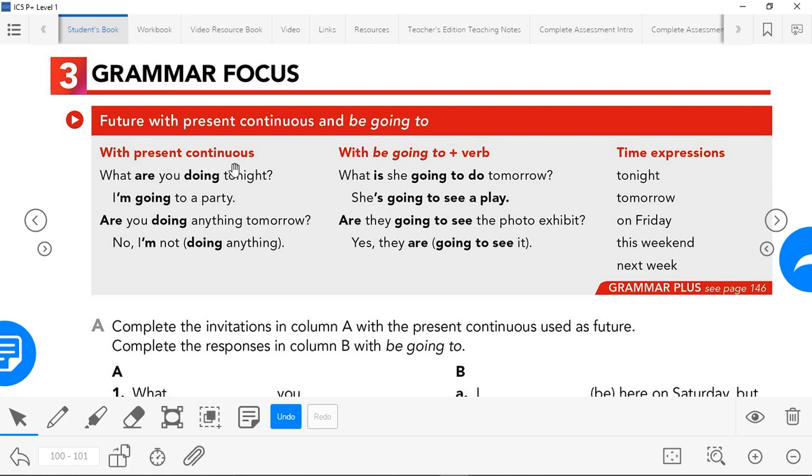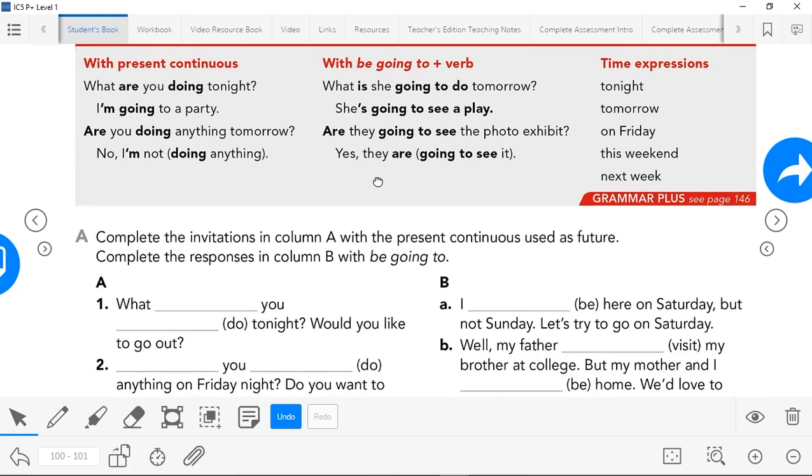I'm using present continuous, but since we already know the time expression is in the future, then it's future with present continuous. Okay? Very good. So just remember, the going to, you already know that, for the future. And if you want to use future with present continuous, you need to have a time expression in the future. Okay? Very good. I hope that you understand that.